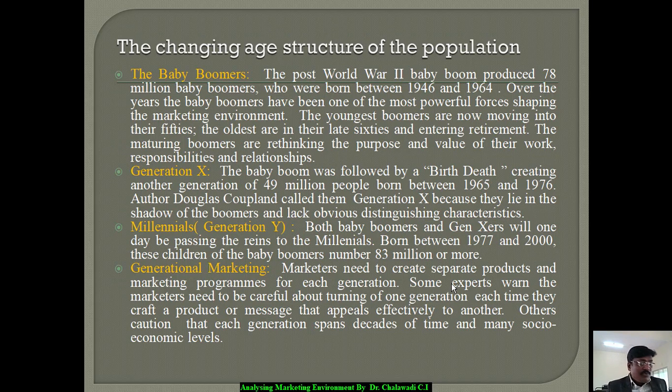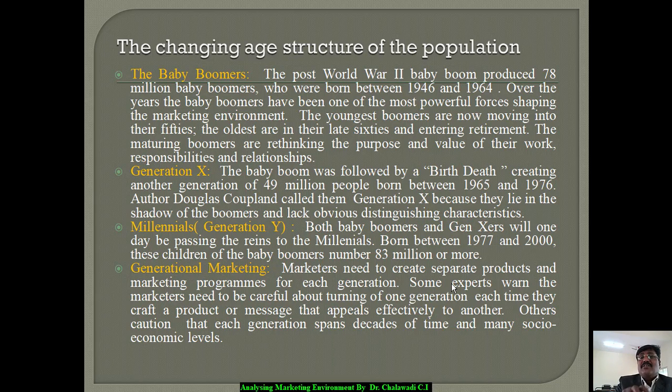Further, the first point is how the changing age structure of the population affects the marketer's decision, right? The changing age structure of the population is dealt with the help of some points: the baby boomers, generation X, millennials, generation Y, and generational marketing, right? The first point, baby boomers.